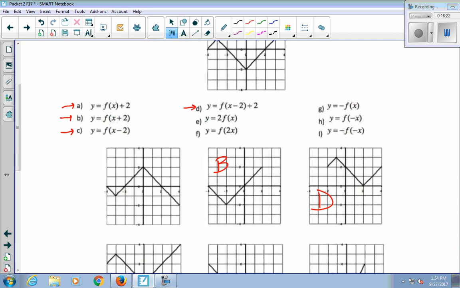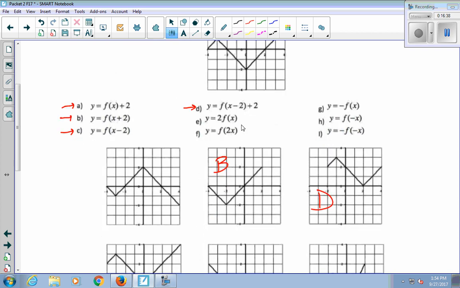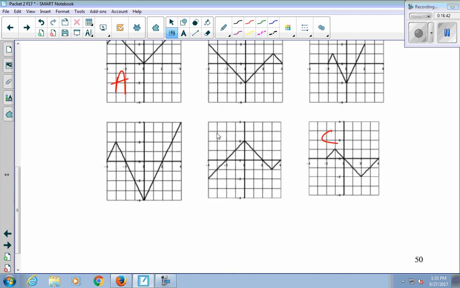Okay, 2 times f of x. That's going to double all the y values, which means all the y's are going to be twice as big. So this is going to be a vertical stretch by a factor of 2. So this is going to be lower, this is going to be higher, this is going to be higher. I'm looking for a vertically stretched version of the original, which would be this one, E.